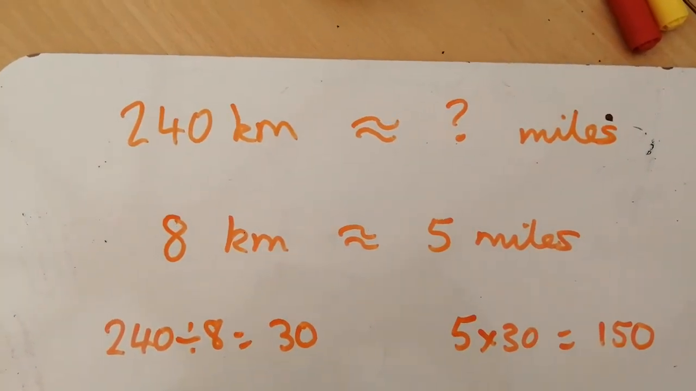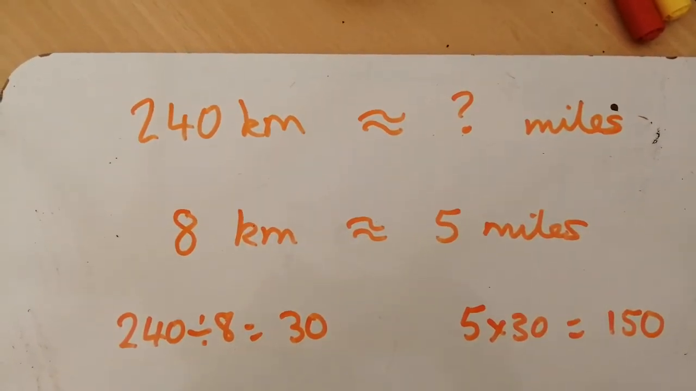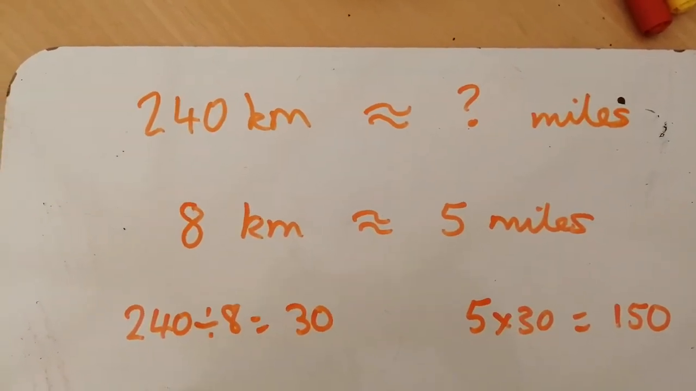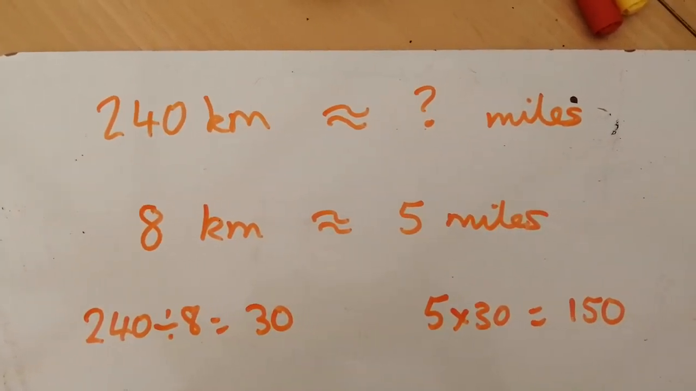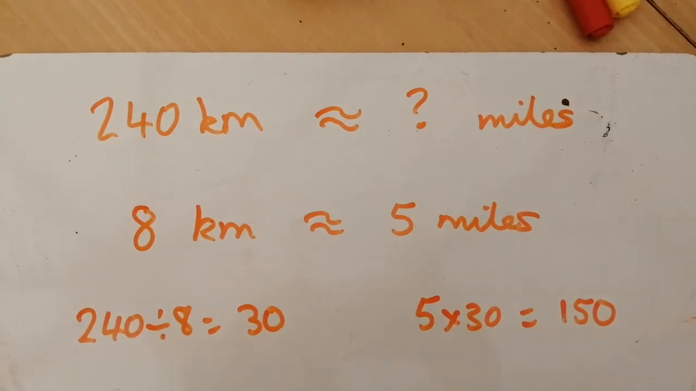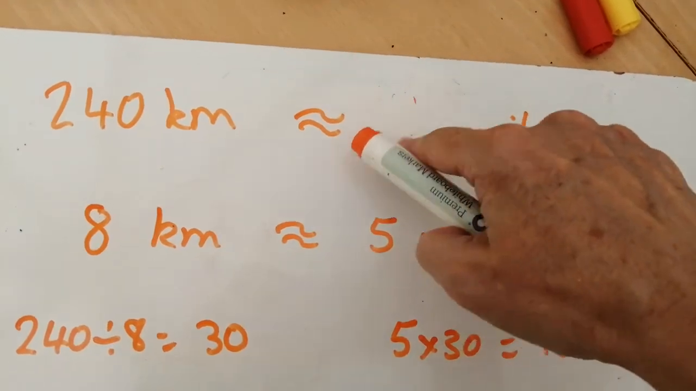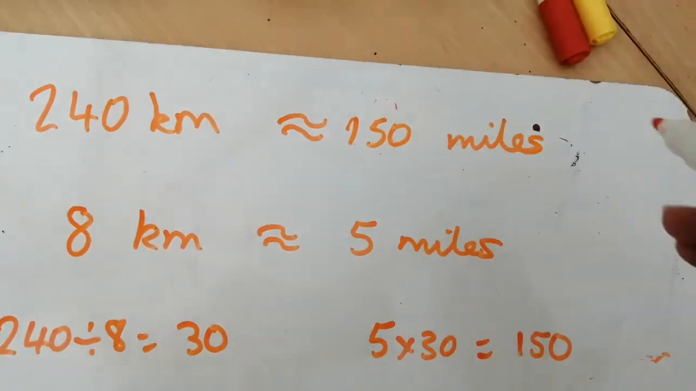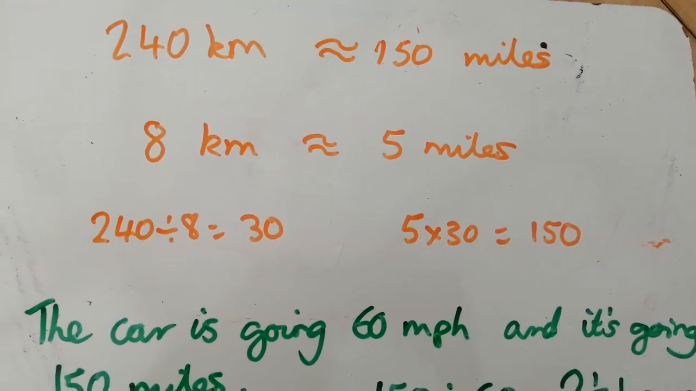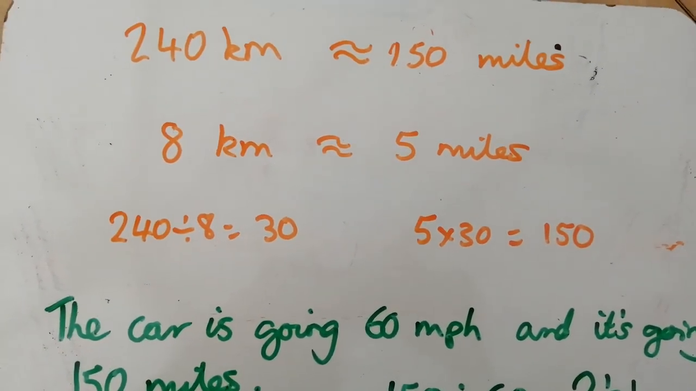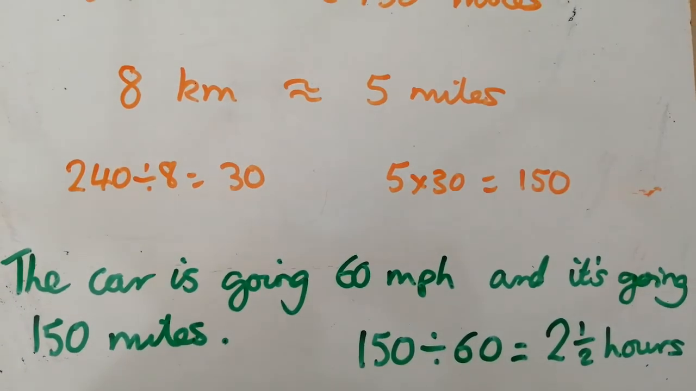We know 8 kilometres is about 5 miles. So if we divide how many 8 kilometres there are in 240, we'll find out there's 30 lots of them. If we multiply our 5 miles by 30, that'll give us 150. So 240 kilometres is approximately 150 miles. Now we know the car's going at 60 miles an hour. It's got to go 150 miles at that speed. So let's divide 150 by 60, and that gives us 2.5 hours.